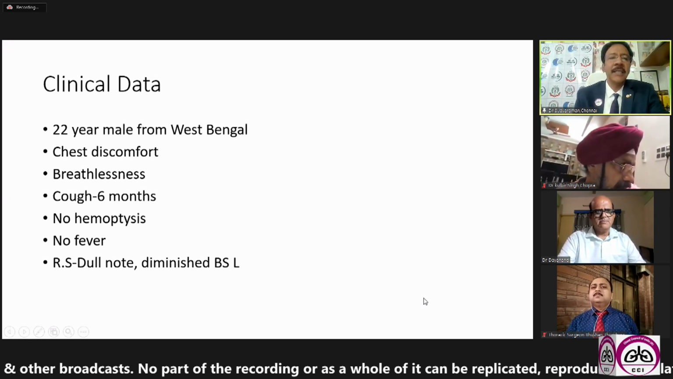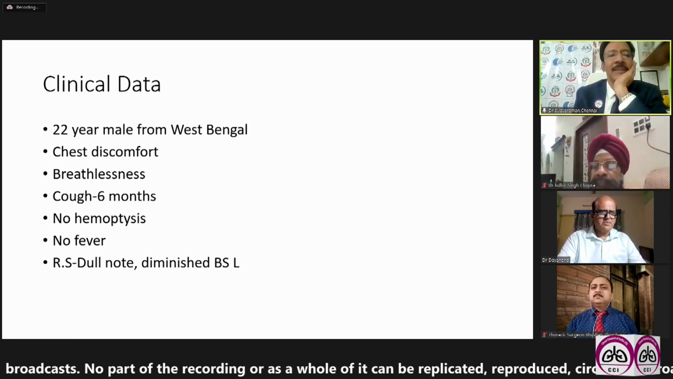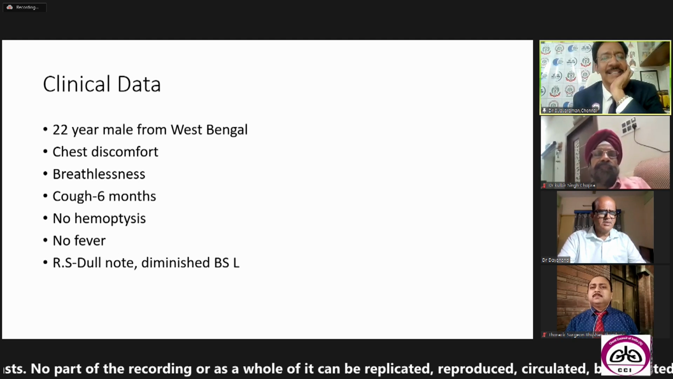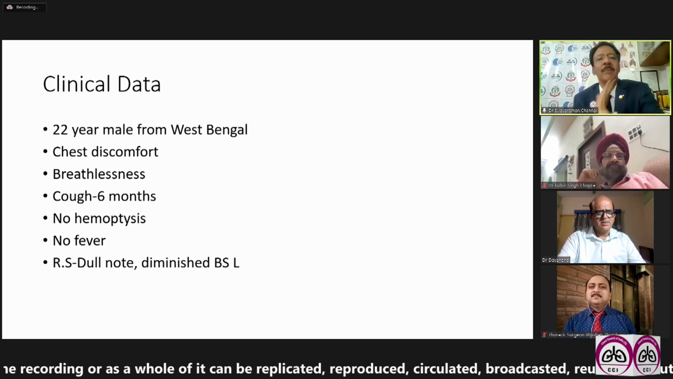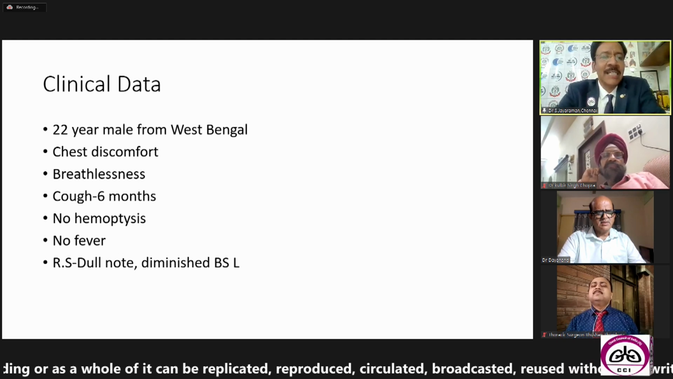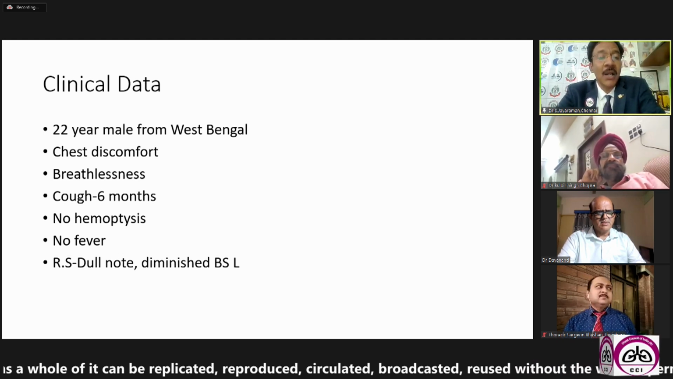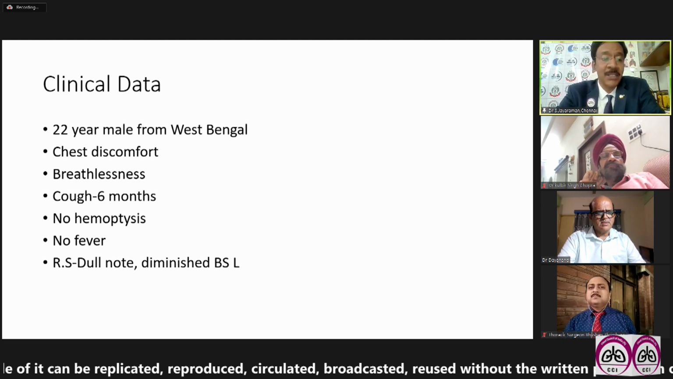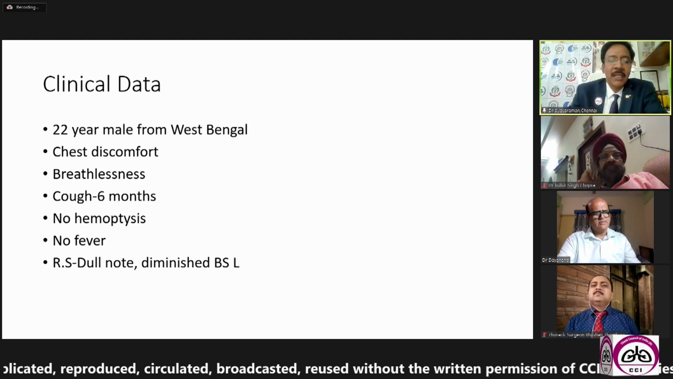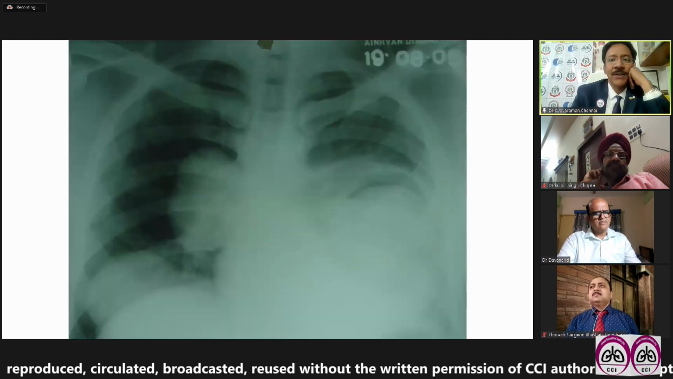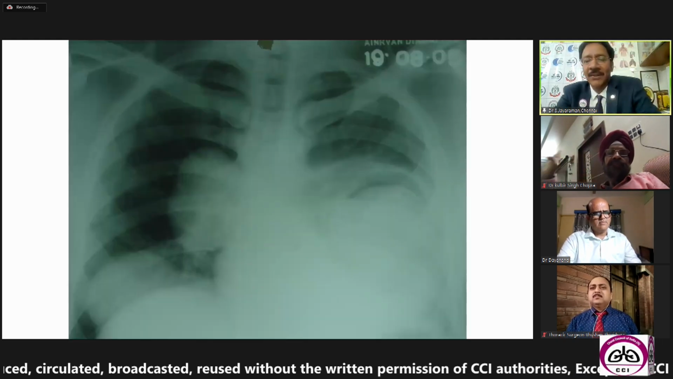This is the case. A similar case was already presented by Dr. Bhushan. This is a case I had last year in our hospital. A 22-year-old male from West Bengal presented with chest discomfort, breathlessness and cough for 6 months, no hemoptysis, no fever. Respiratory system examination revealed a dull note and diminished breath sounds in the left infrascapular region. So this is the chest radiography.